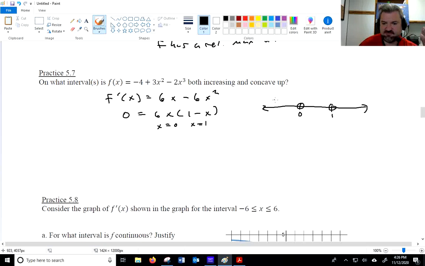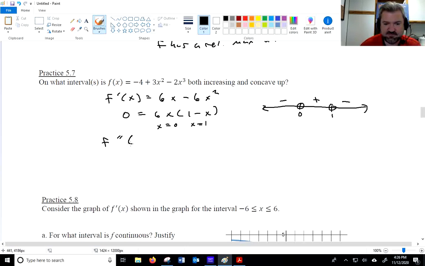And you can see that if you plug in a number to the left of 0, like a negative, you get a negative times a positive, which is a negative. And if you plug in a number in between 0 and 1, like 0.5, you would get a positive times a positive, which is positive. And then here we get a negative again over here.